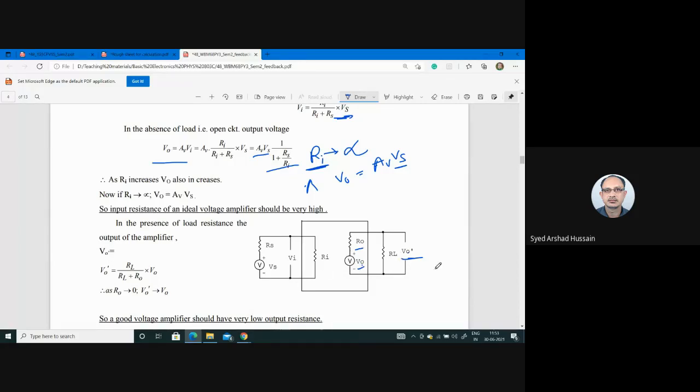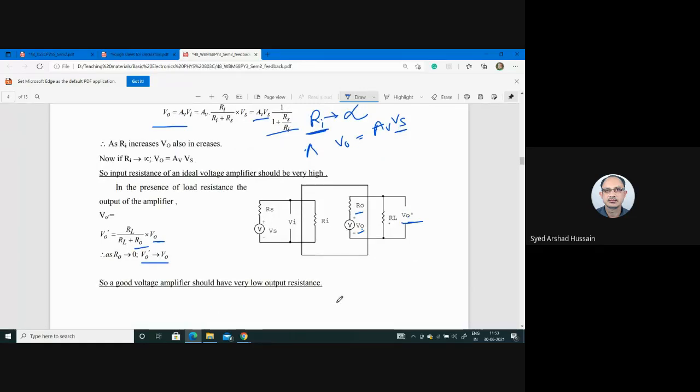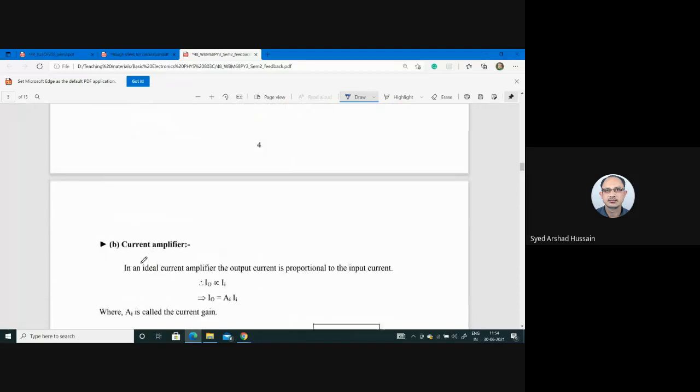So V0 dash can be written, again using potential divider, as the drop across RL. The drop across RL can be written as RL divided by RL plus R0, into V0. Now see, if R0 is 0, then V0 dash is equal to V0. So for a very good or ideal voltage amplifier system, it is expected that the output impedance should be as low as possible, ideally zero. So this is the case for a voltage amplifier.